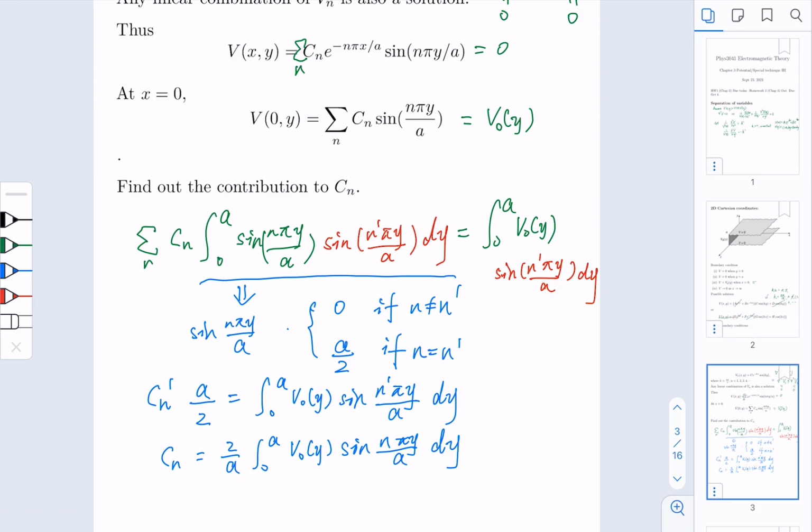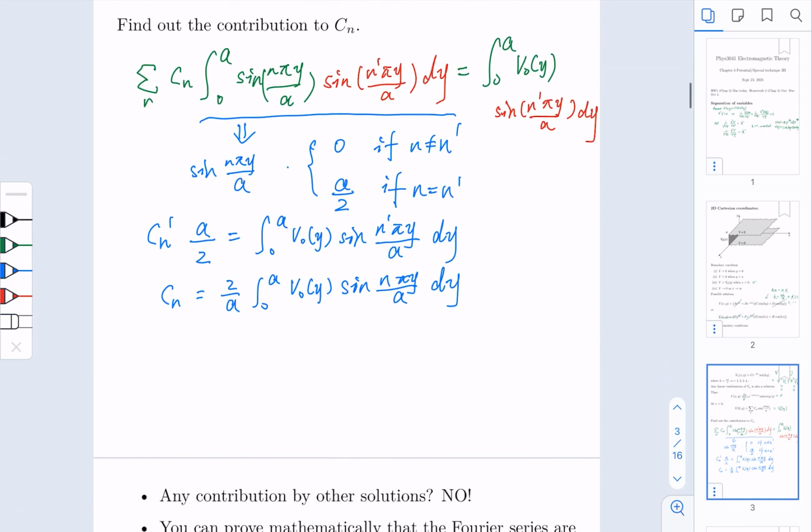And now we can further evaluate this integral if we specify this V0 of y. So let's set this V0 of y as a constant V0. This means that now we can evaluate this Cn.